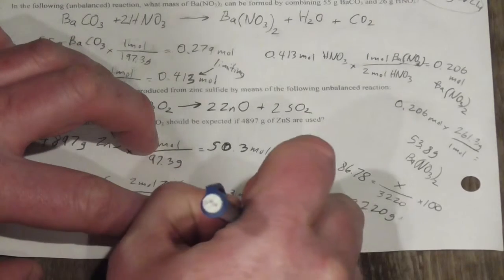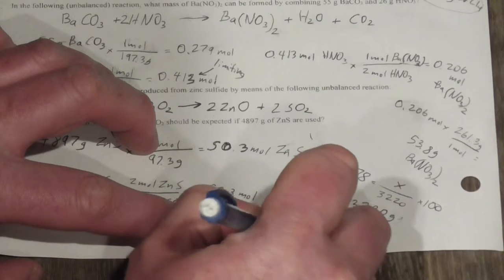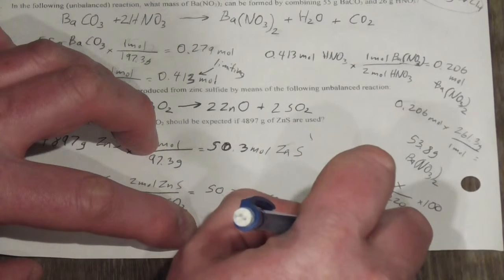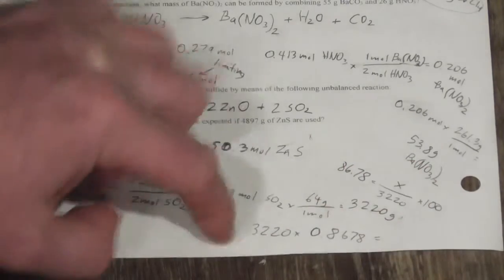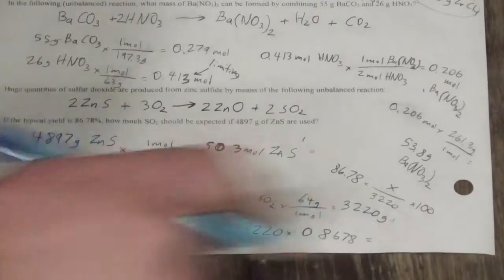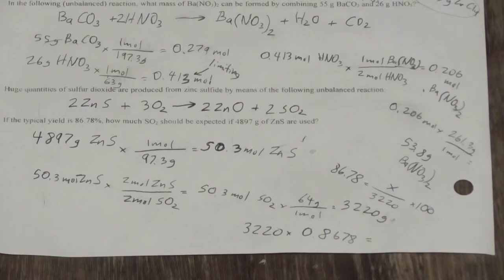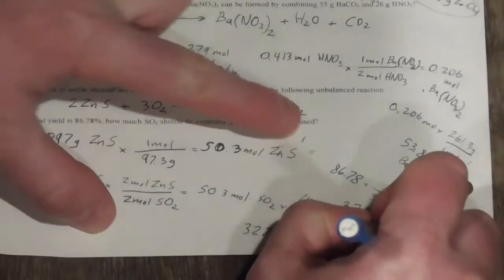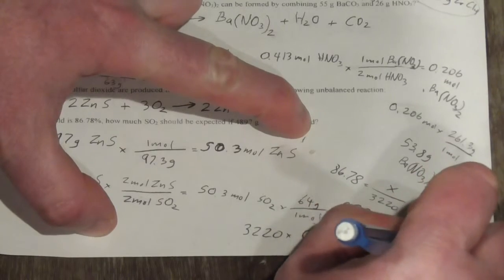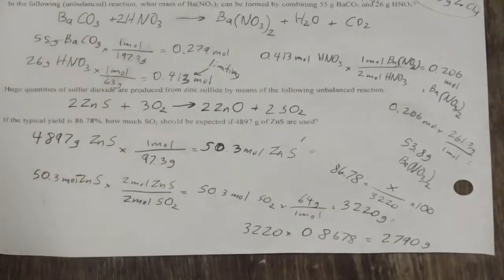In that case, it would be 3220 times 0.8678, which would equal, this is the same value as my x. That just is a lot more complicated, but it is 3220 times 0.8678, which would give me 2,790 grams would be my expected yield, typical yield in this reaction.